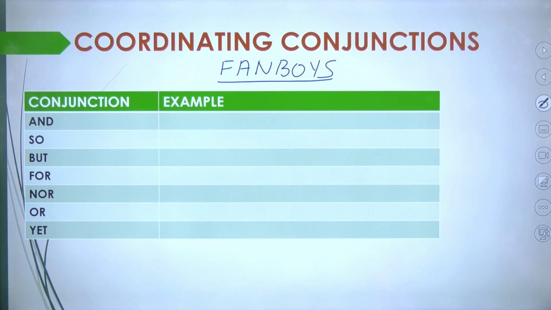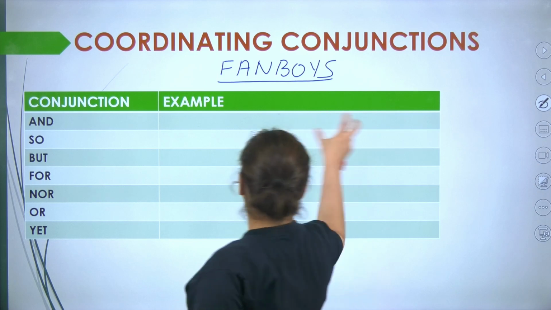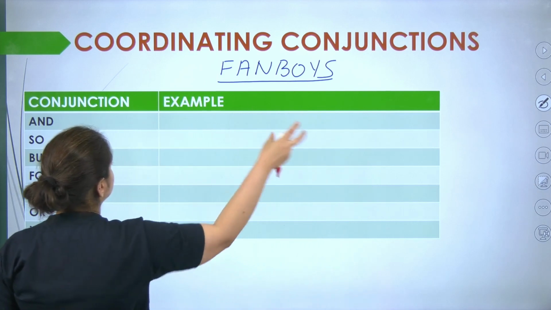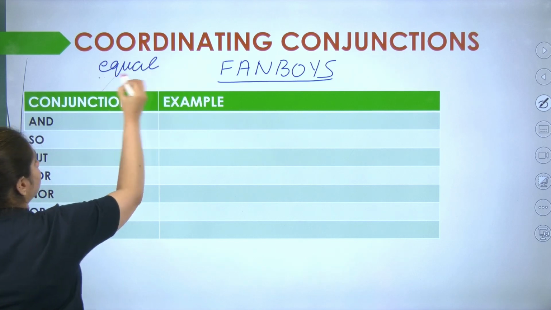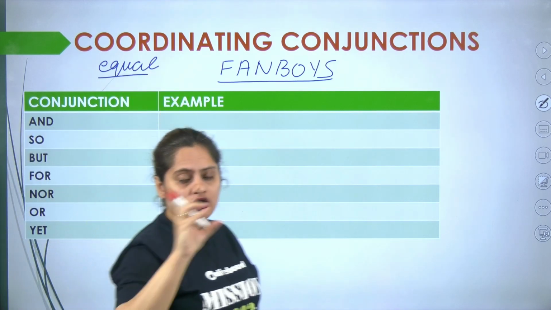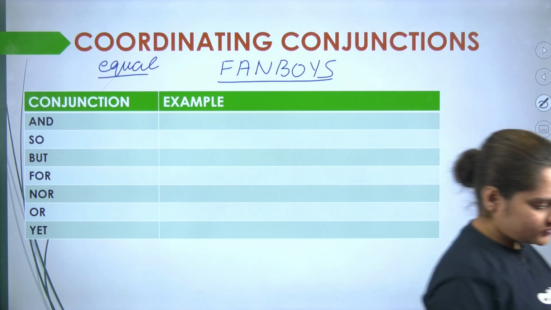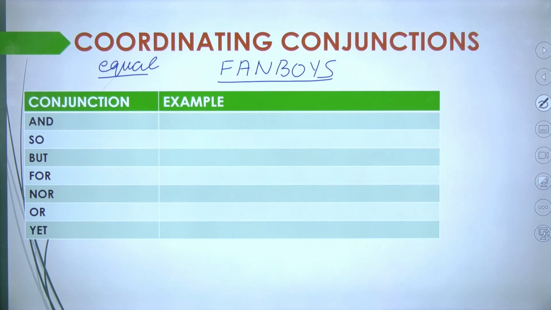When you say coordinate, whenever you are joining with these words, you will always join two parts, two phrases, two words which are equal in importance, equal in grammar importance, equal in syntax, or you can say the formation, the structure, whatever. Now let us discuss a few examples. Coordinating conjunctions examples, you have the list here.